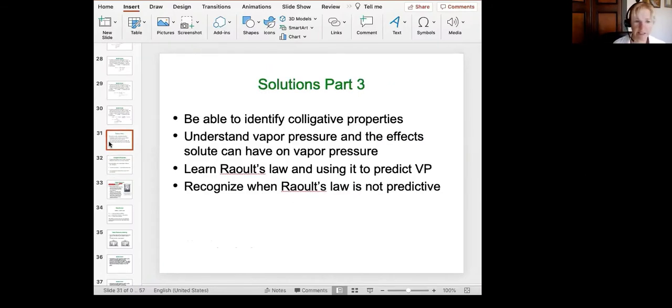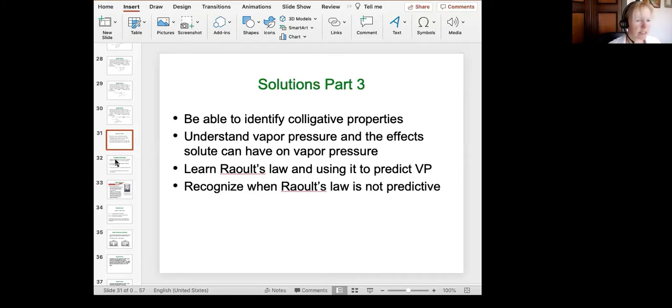We're going to be able to identify colligative properties, what they are, and understand vapor pressure. We're going to deal with one particular colligative property today, vapor pressure, and the effects that solutes have on it. We're going to learn a new law, Raoult's law, and use it to predict the vapor pressure of a solution. And then we're also going to recognize the conditions under which that law is not predictive. So Raoult's law is not always predictive. That's our goal for today.